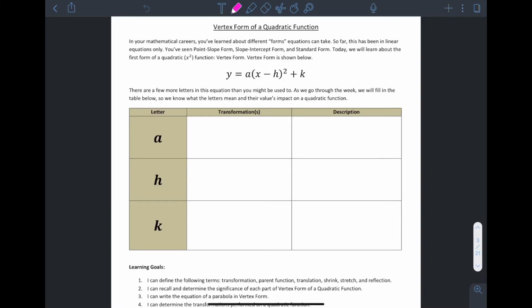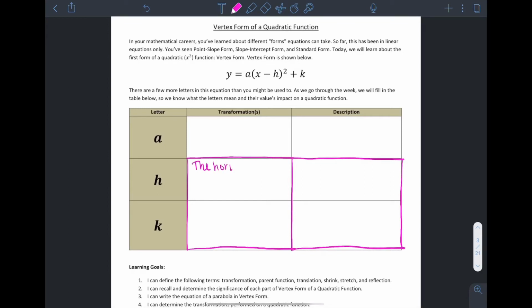So h and k are the most straightforward, right? We should have learned that h and k tell us where the vertex is. So I'm going to make this one box, just so we have a little bit more room to talk about what's going on here. So h and k, right? h tells us the horizontal shift.